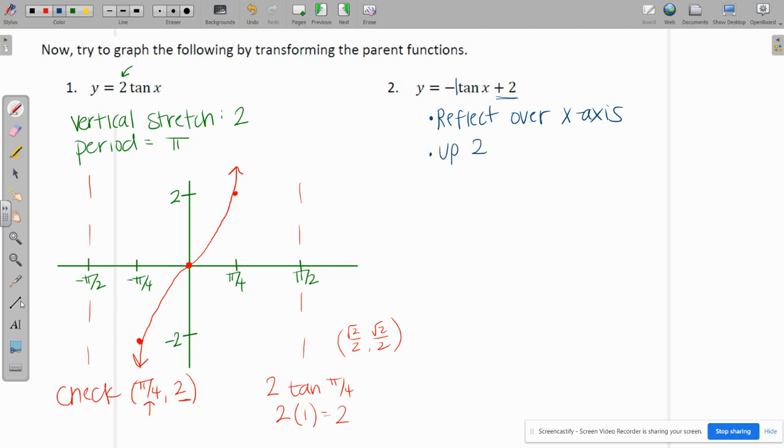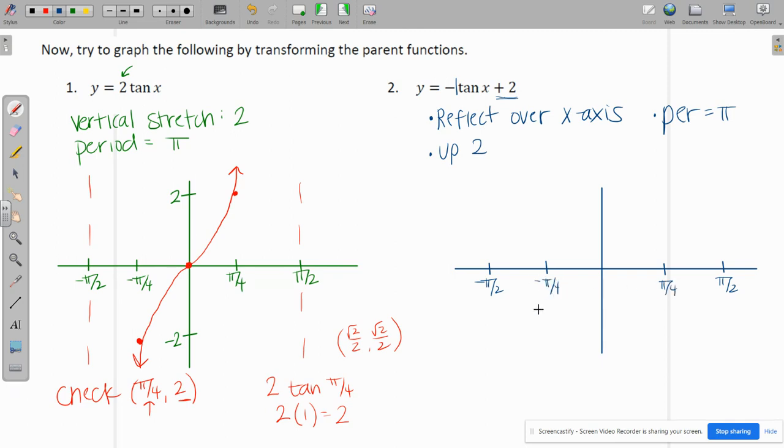So again, we're going to start this off where the y-axis is in the middle. I have my 2 tick marks over here and 2 over here. Because there was no b value in front of that x, it was just 1. That means that the period is still equal to pi. So that means this would still be pi over 2 and negative pi over 2, and then pi over 4 and negative pi over 4.